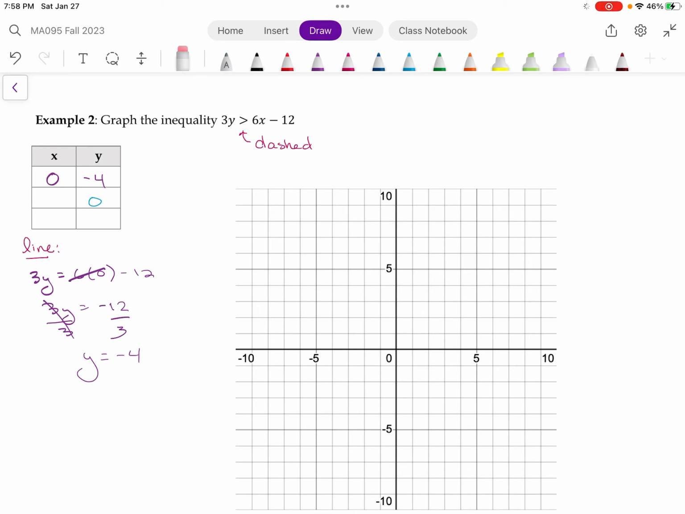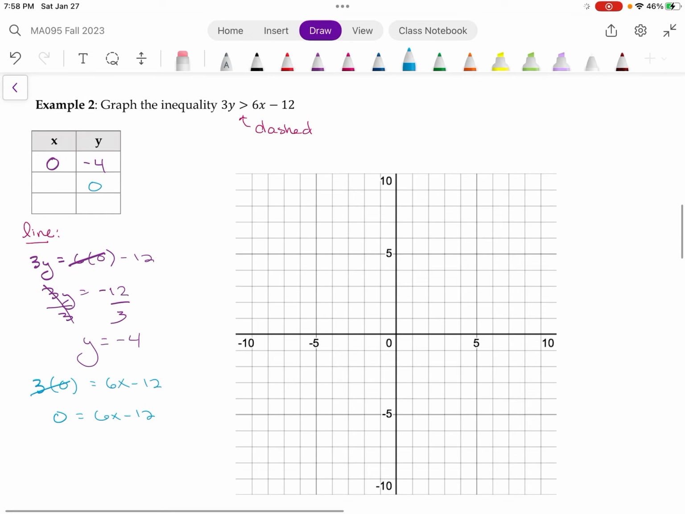All right, so we want to put the 0 in to the y. So 3 times 0 equals 6x minus 12. So this goes away, and we get 0 equals 6x minus 12. At this point, I could bring the 6x to the left, but then everything would be negative, and people make more mistakes with that. So I'm going to bring the 12 over to this side, and I get 12 equals 6x, divide by 6, and I get that x equals 2. It doesn't matter which side x is on when you're just dealing with an equation. So I've got 2, 0.